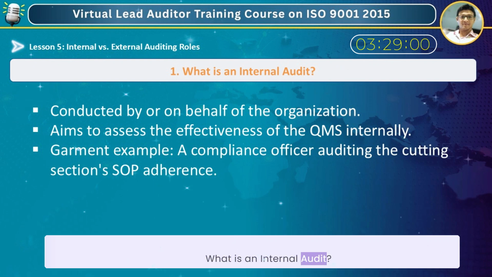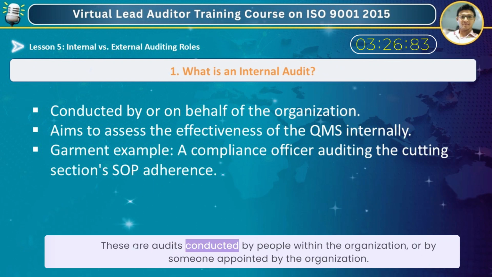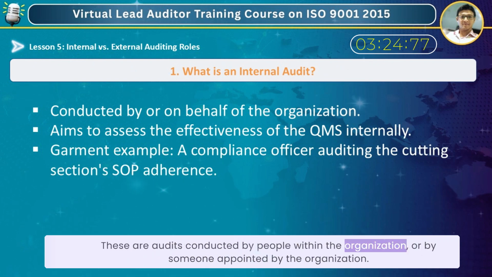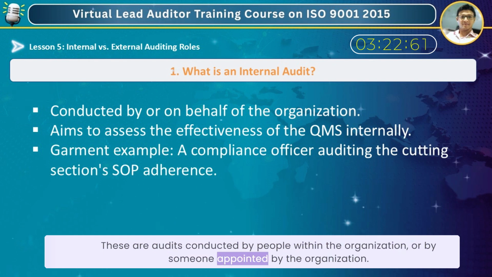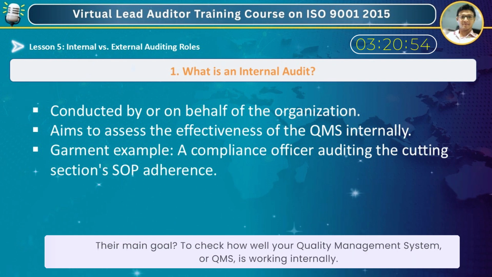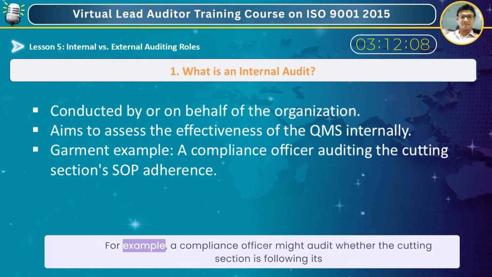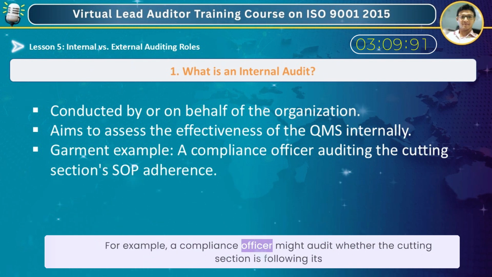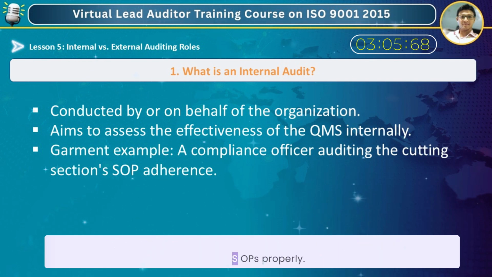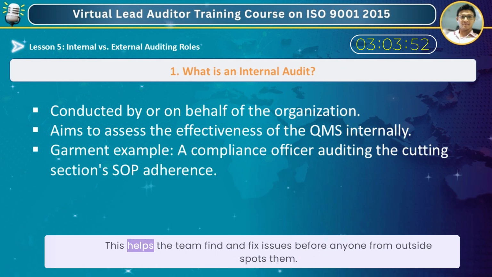What is an internal audit? These are audits conducted by people within the organization or by someone appointed by the organization. Their main goal? To check how well your quality management system, or QMS, is working internally. For example, a compliance officer might audit whether the cutting section is following its SOPs properly. This helps the team find and fix issues before anyone from outside spots them.